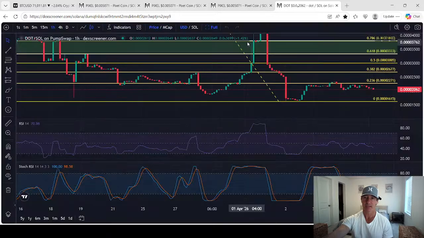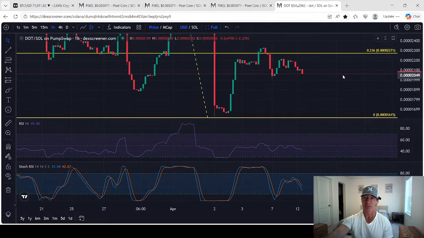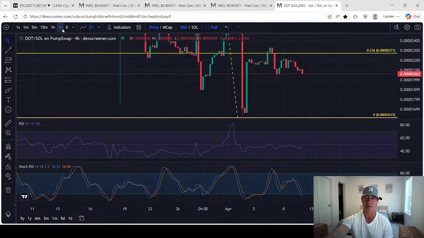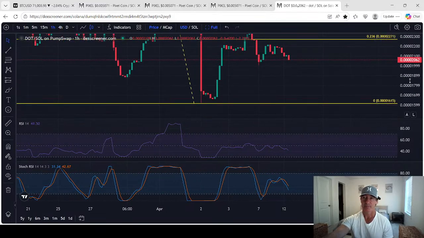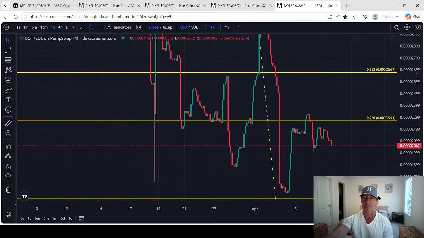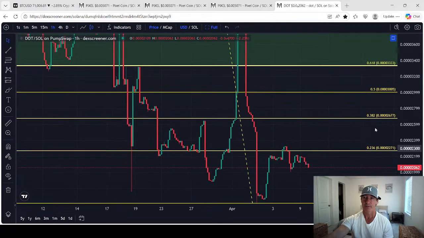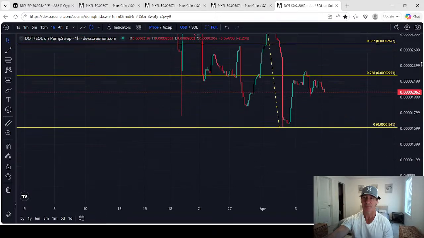Go ahead and look at the levels. Pretty much trending sideways. Stochastic RSIs are coming down. The RSIs are coming down. 4 hour coming down on the stochastic RSI. 1 hour is holding this trend. So if this is recent high down to the low, stuck at 236.